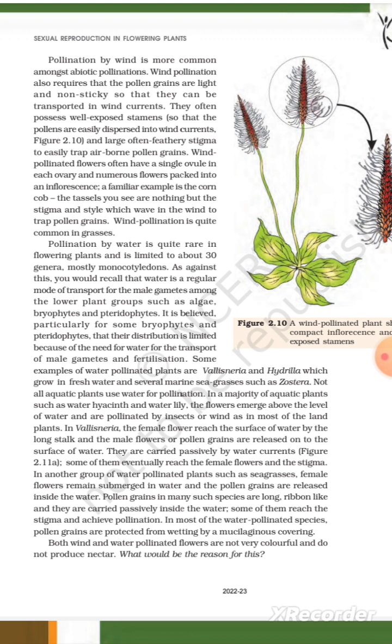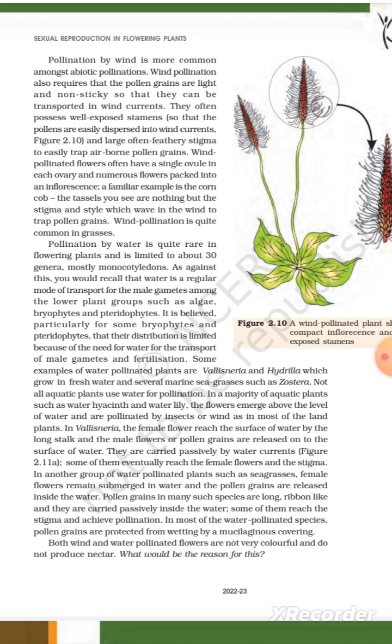In Vallisneria, the female flower reaches the surface of water by a long stalk, and the male flowers or pollen grains are released on the surface of water. They are carried passively by water currents, figure 2.11a. Some of them eventually reach the female flower and the stigma.